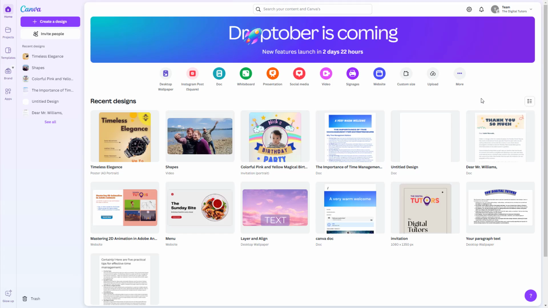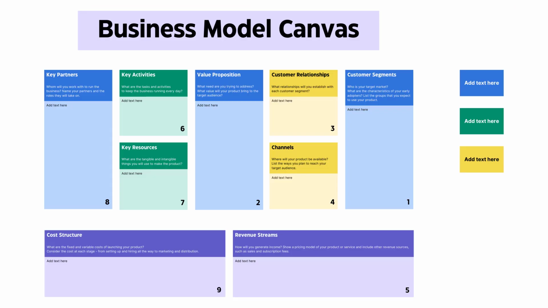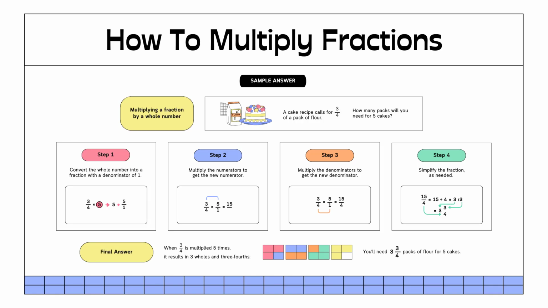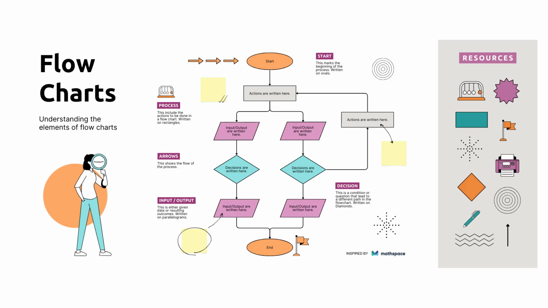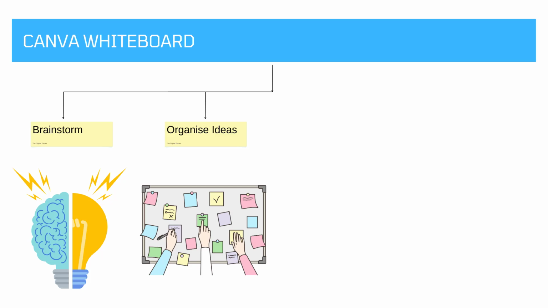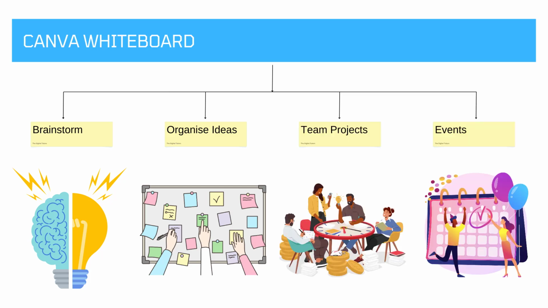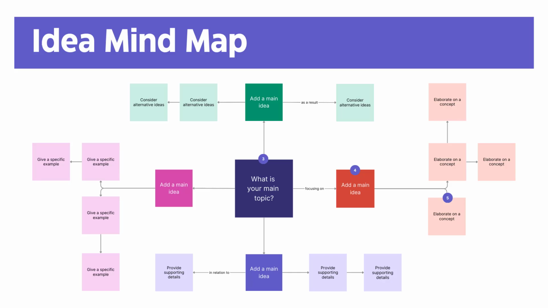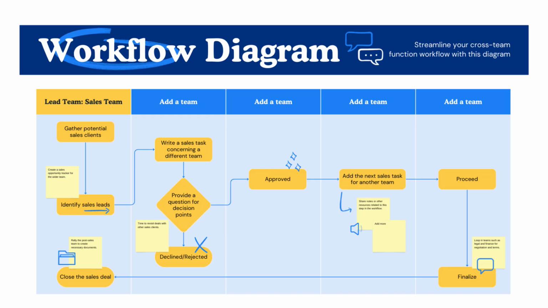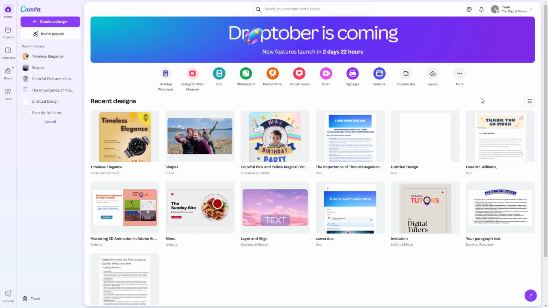In this quick and easy lesson, I'm going to show you how to use Canva whiteboards, perfect for your work or educational needs. Canva whiteboards are a versatile tool that lets you brainstorm, organize ideas, manage team projects, or plan events visually. Whether you're creating a brainstorm board or a flowchart, Canva has everything you need. So let's get started. Now let me show you how you can create your own whiteboard in Canva.